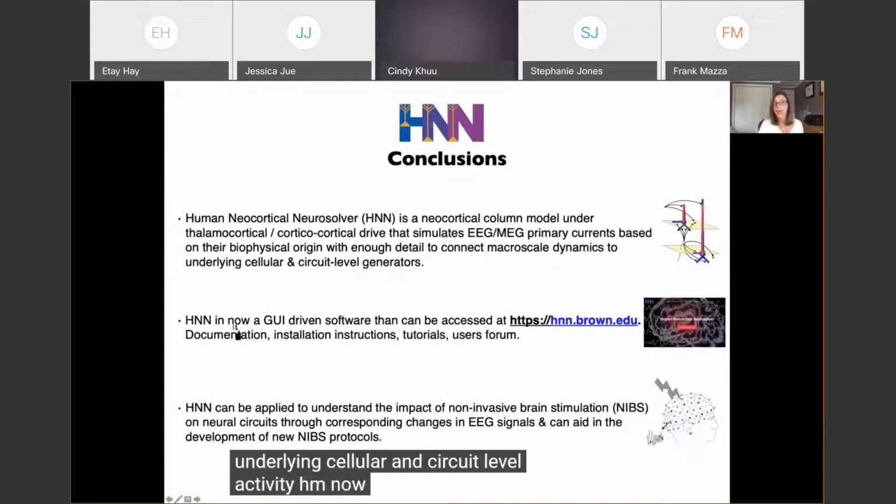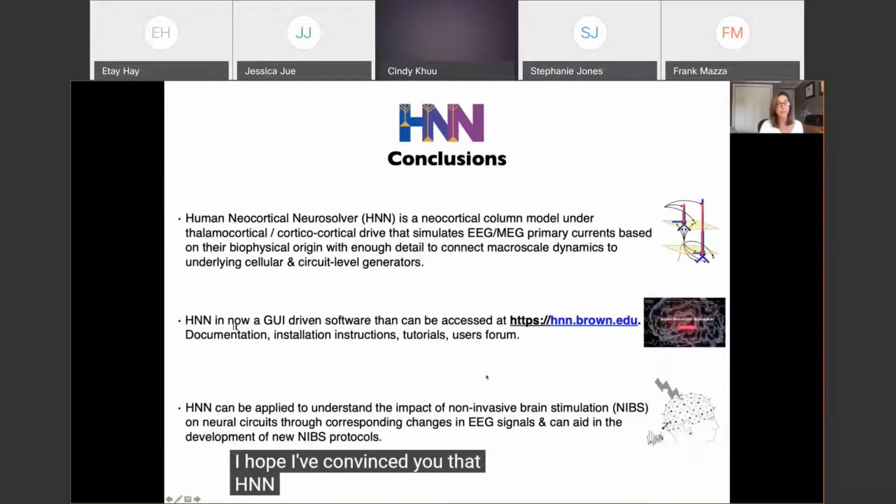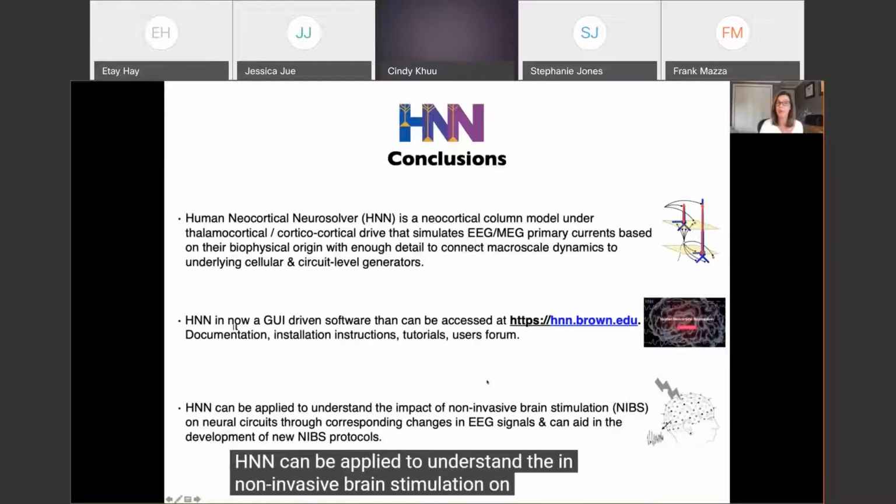HNN is now developed into this graphical user interface. It's a user-friendly software which you can download and get all sorts of information from on our website. And I hope I've convinced you that HNN can be applied to understand the impact of non-invasive brain stimulation on neural circuits through the corresponding changes in EEG signals and can aid in the development of new brain stimulation protocols.